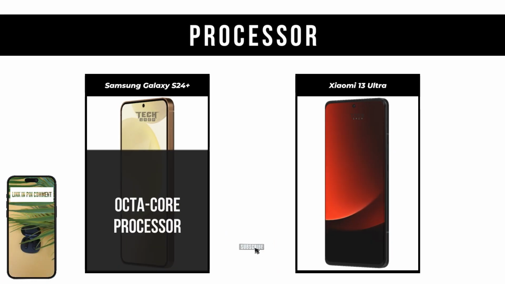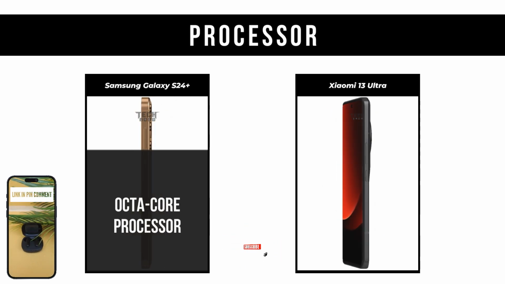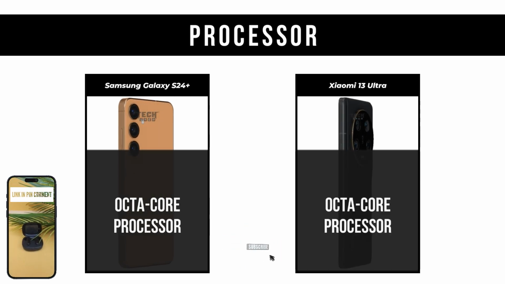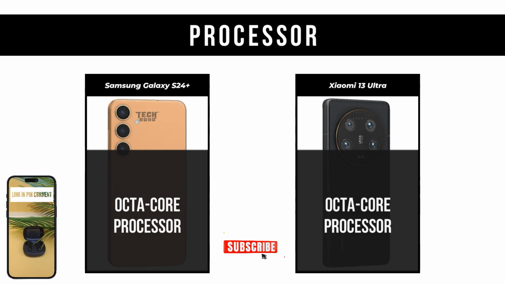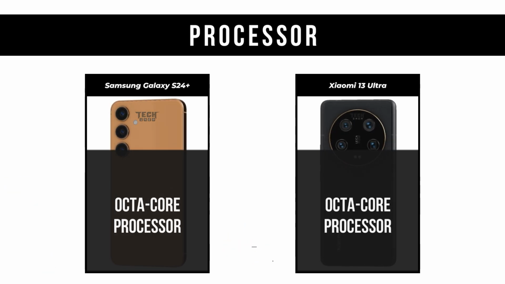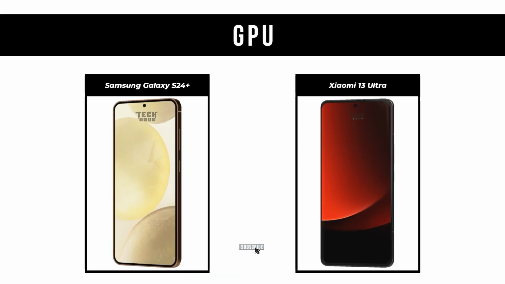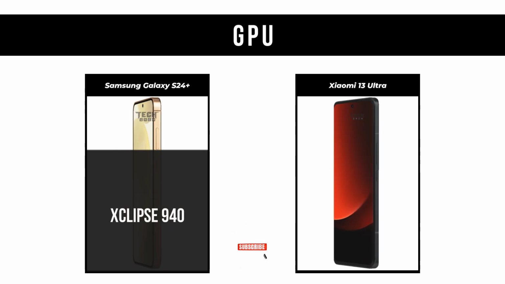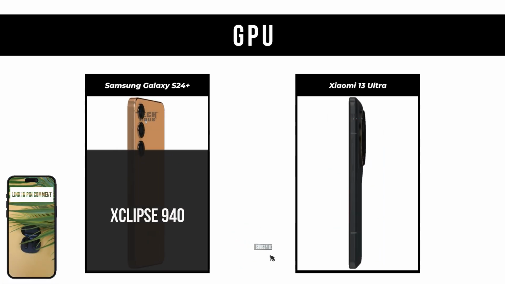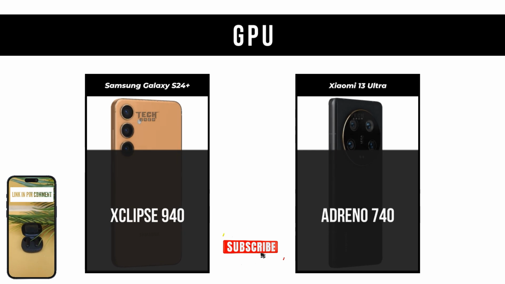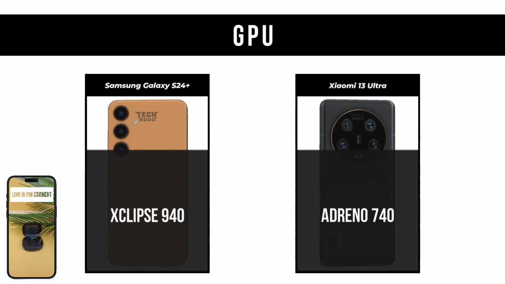Processor. Samsung Galaxy S24 Plus is octa-core processor. Xiaomi 13 Ultra is octa-core processor. GPU. Samsung Galaxy S24 Plus is Eclipse 940. Xiaomi 13 Ultra is Adreno 740.